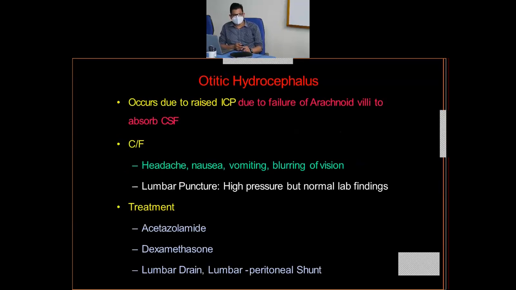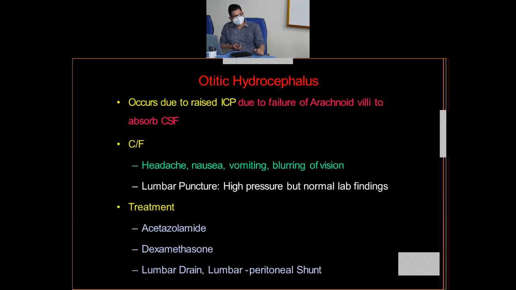Then otitic hydrocephalus. So any infection or inflammation of the brain can lead to hydrocephalus. It mainly occurs due to raised ICP, intracranial pressure, due to failure of arachnoid villi to absorb CSF. So whenever there is a rise in intracranial pressure, it will lead to hydrocephalus because of the edema or decreased absorption of the CSF. So in hydrocephalus the signs and symptoms will be similar: headache, nausea, vomiting, blurring of vision, all those things.